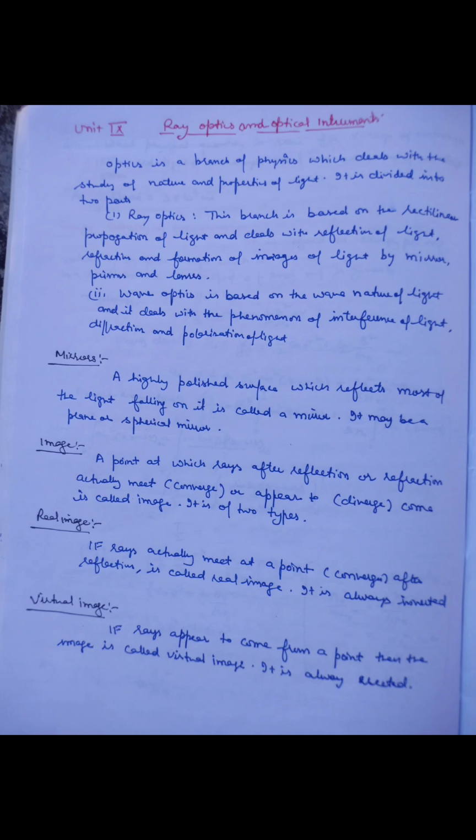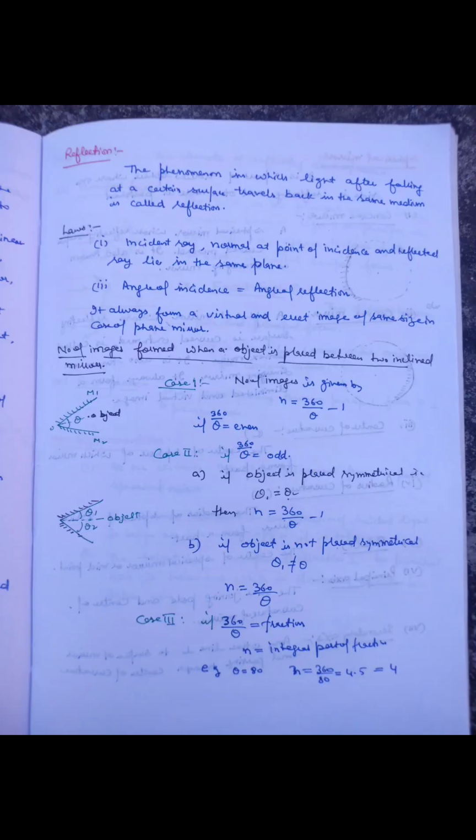A point at which rays after reflection or refraction actually meet is called a real image. A point at which rays after reflection or refraction appear to come from is called a virtual image. A real image is always inverted and a virtual image is always erect.